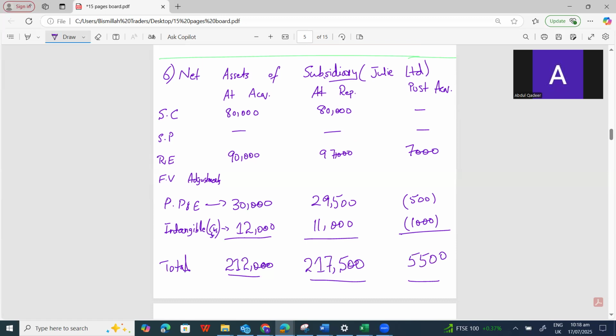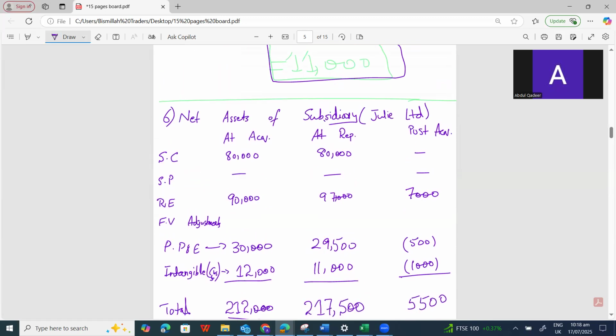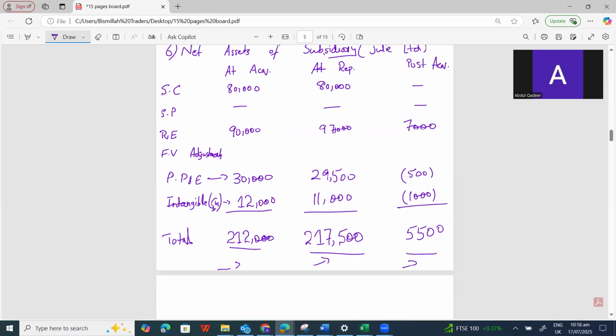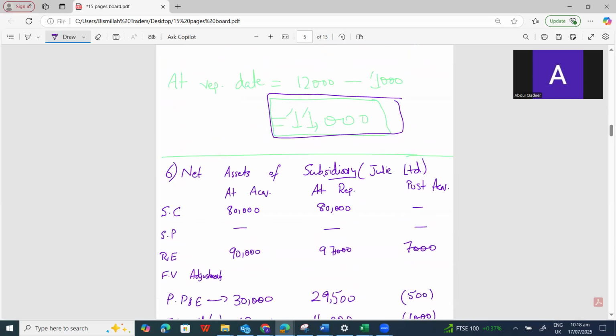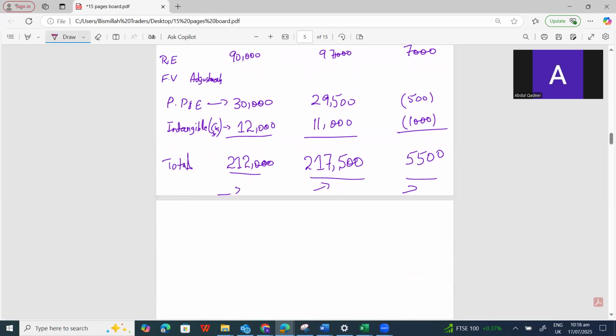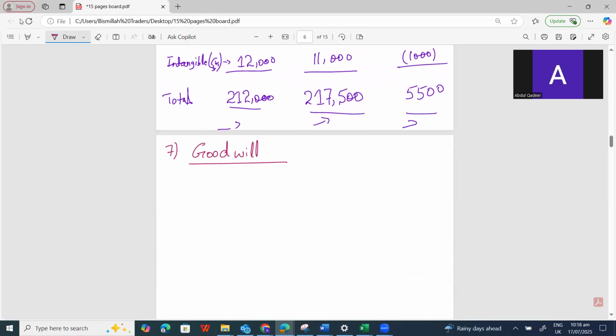This is the most important thing. Now we will calculate a lot of things. All our working will be completed by this: net assets of subsidiary at acquisition, at reporting date, and post acquisition. This is the most important step in the consolidated statement of financial position. Now we are moving to calculate the goodwill. Working 7, you can name it as goodwill.